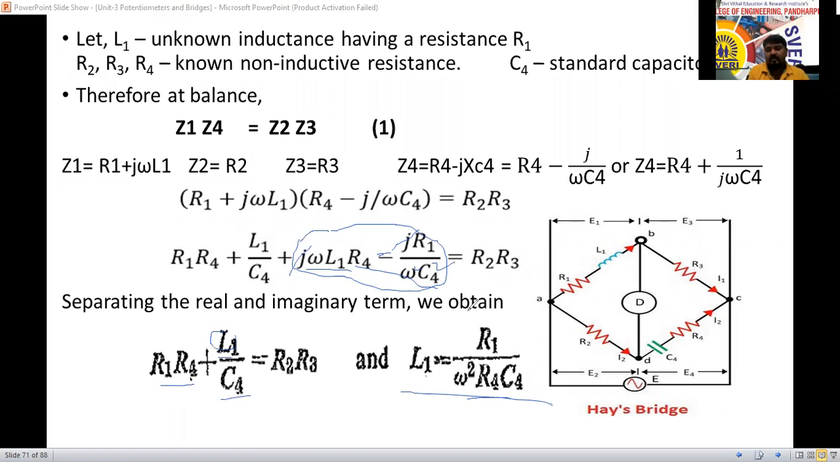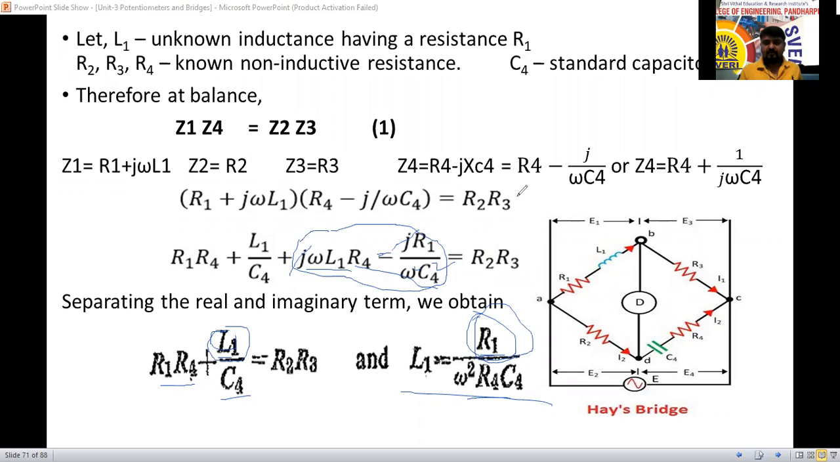Previously, in the Maxwell inductance, did such a term come? The R1 equation is different, the L1 equation is different. Both were independent of each other. Now they are dependent on each other. Here in the R1 equation, the real term equation, the L1 term is there. In the L1 term, the R1 term is there. Yes?